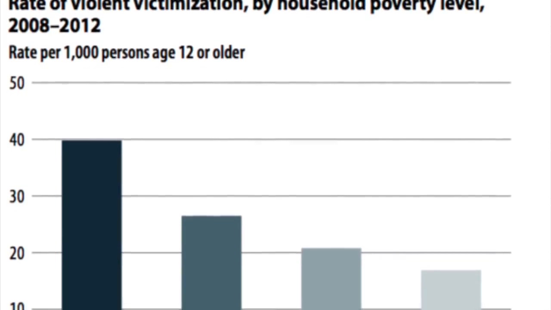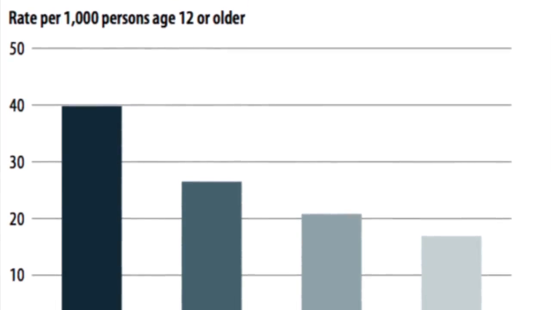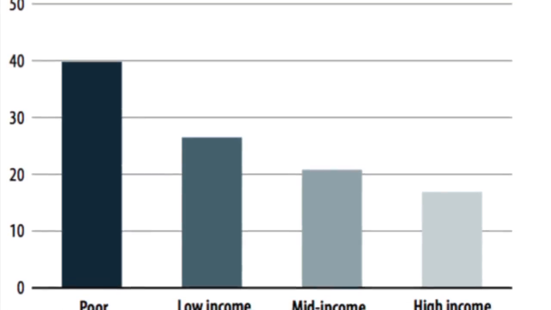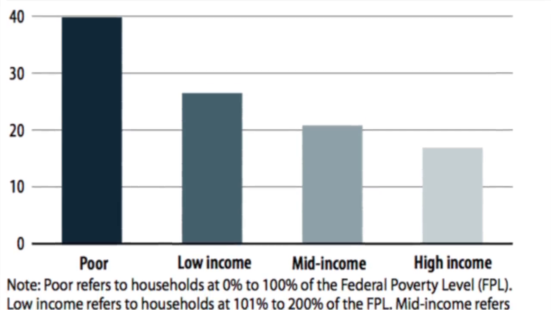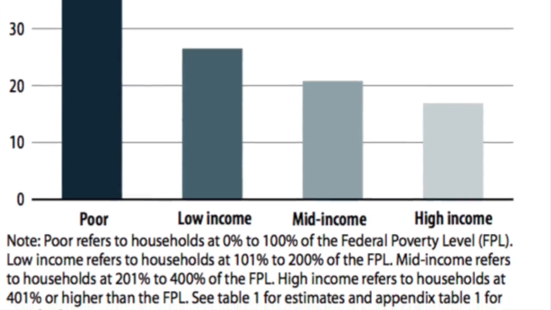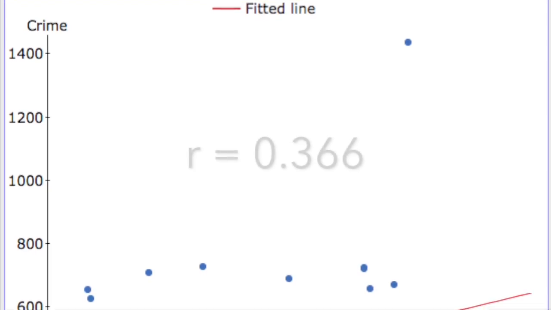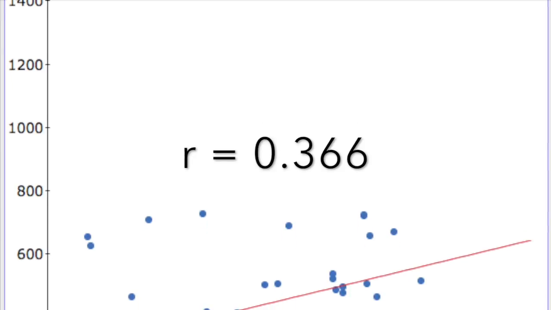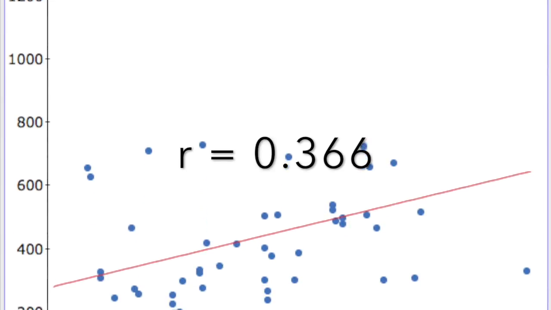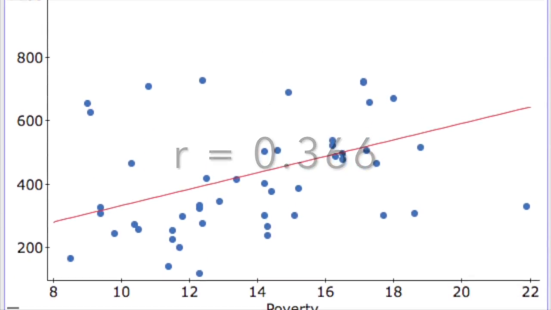Based on the data titled States Data for 2008 through 2010, we can see that the poorer one is, the more likely he or she is to be affiliated with some sort of criminal activity. We conducted a linear regression analysis on this data and concluded its regression value to be 0.366.